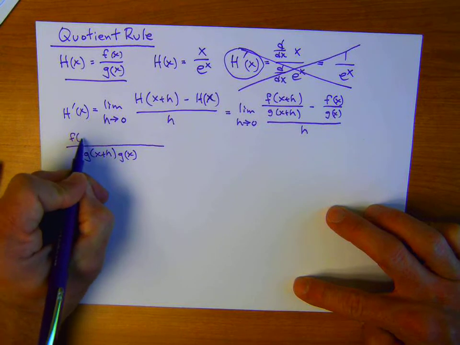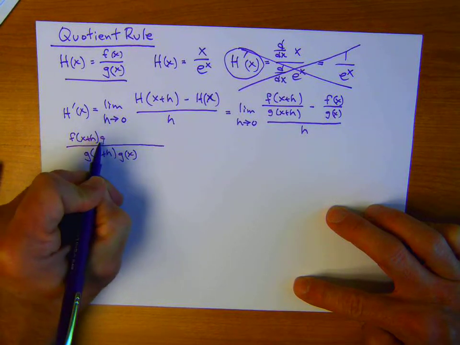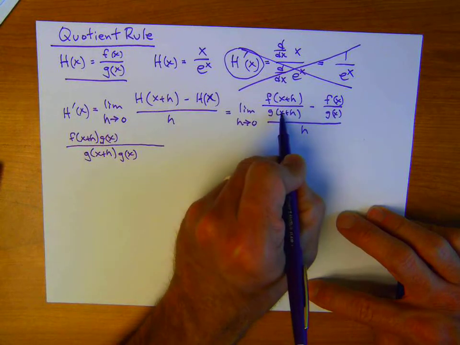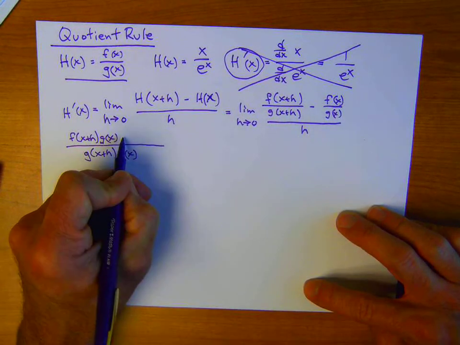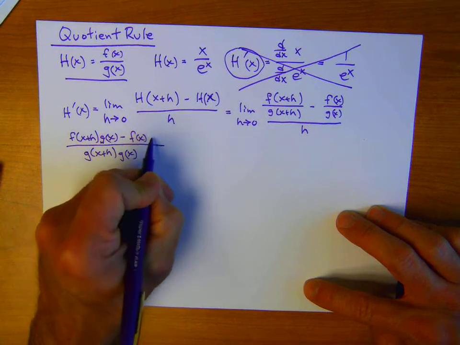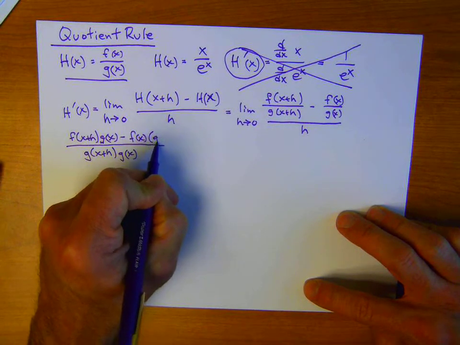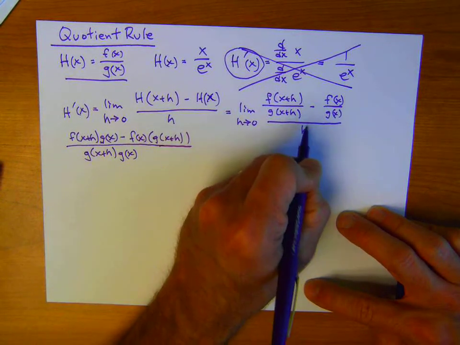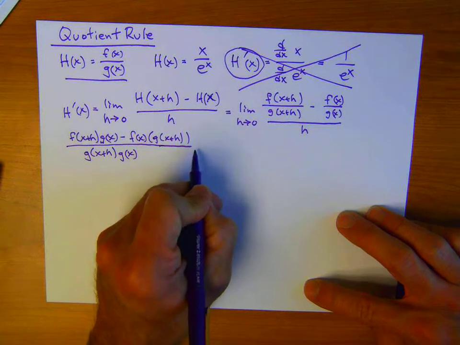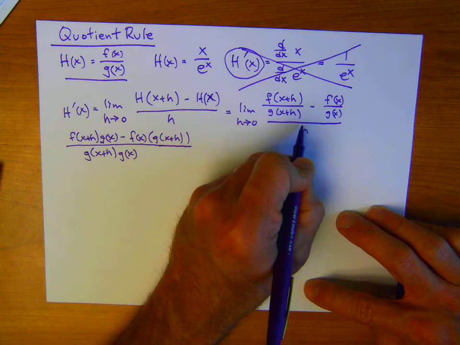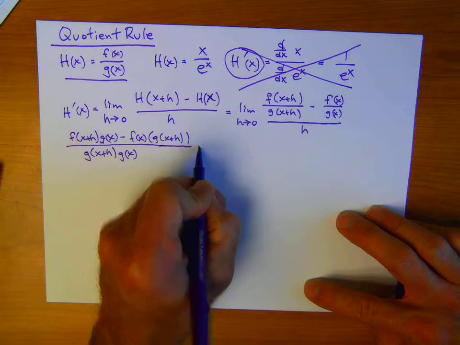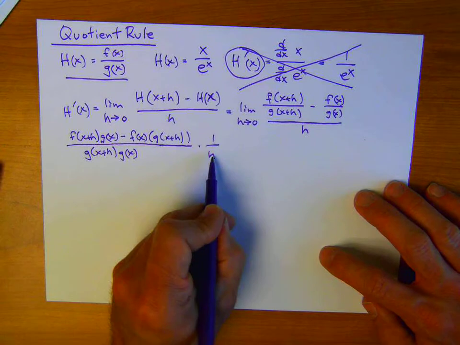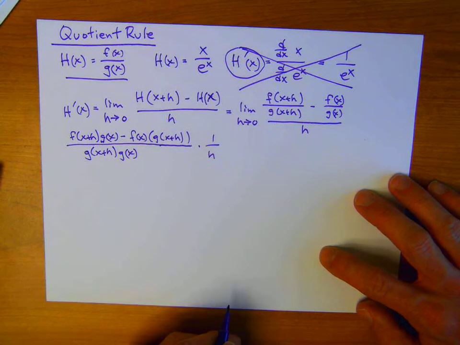So that gives me f of x plus h times g of x. And on this side, I would have to multiply by g of x plus h, so I have to do the same thing over here. So I have minus f of x times g of x plus h. And instead of writing this as a complex fraction, we can see that dividing by h is the same thing as multiplying by 1 over h, which really just puts all of this stuff down in the denominator.